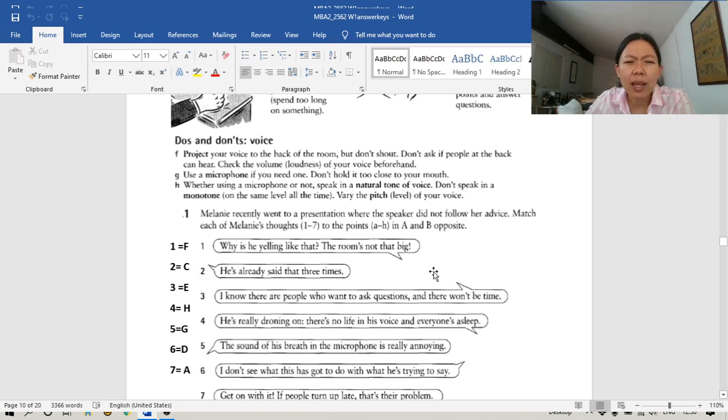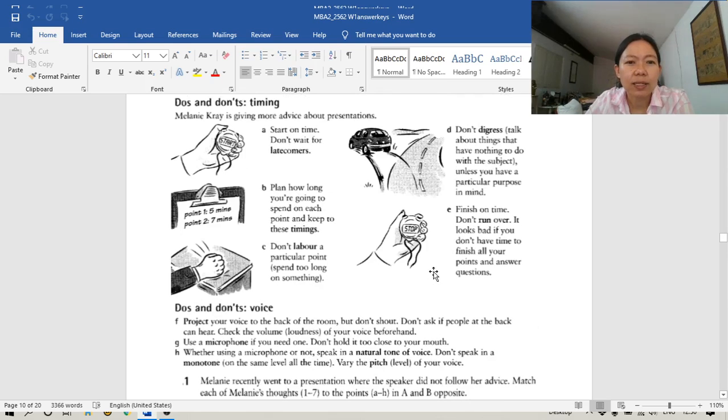Next, he's already said that three times. He talked about the same thing over and over for three times. So which advice did he not follow? The answer is C. Don't spend too long on something.